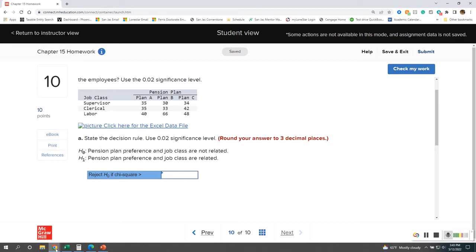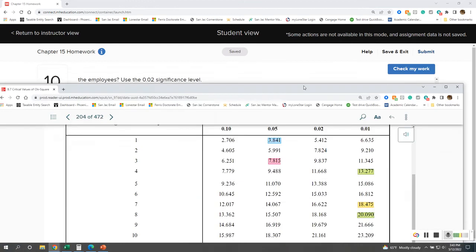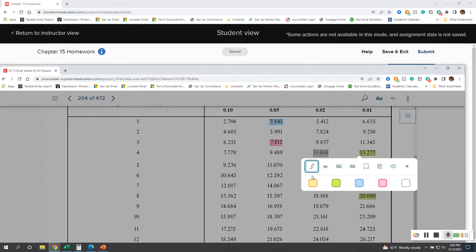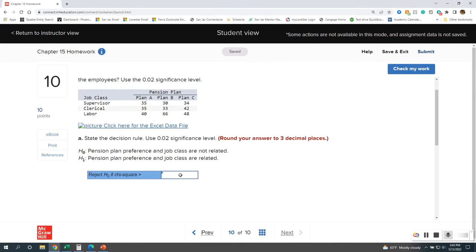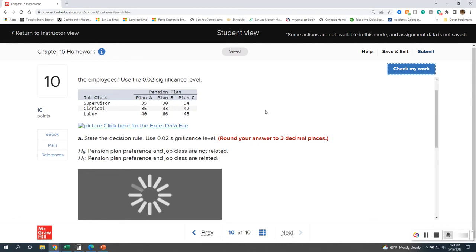So table time. 4. And we're at what significance level? 0.02. First time I probably ever had that. So 11.668. And check. We are correct.